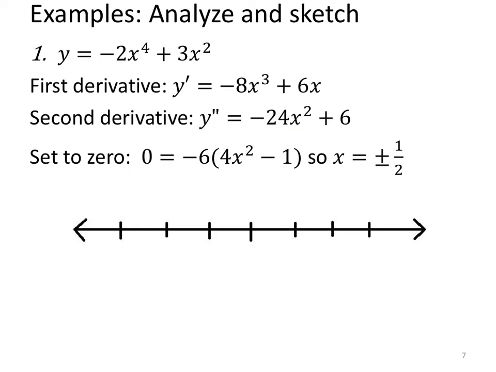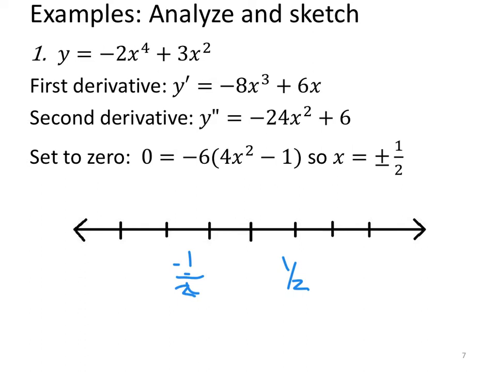Looking at the second derivative, I'm going to put this in blue. Second derivative is negative 24x squared plus 6. If I factor out a negative 6, or divide both sides by negative 6 when I set the second derivative equal to 0, I'll get 4x squared minus 1 equals 0. So x squared equals 1/4. So x equals plus or minus 1/2. So I have a negative 1/2 and a positive 1/2. Let's pretend that's a 2 there. 4 possible points of inflection.